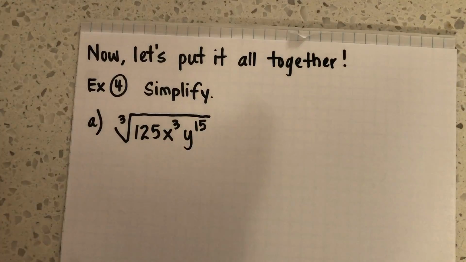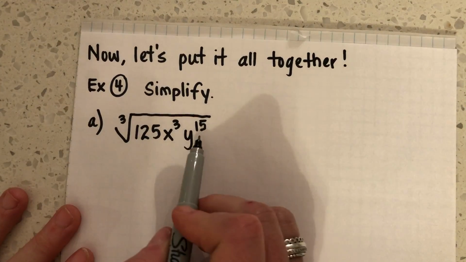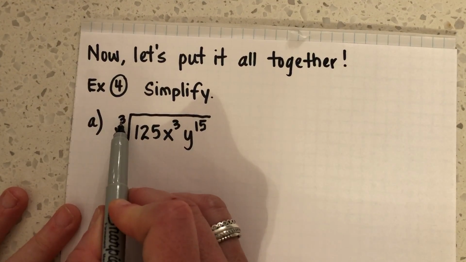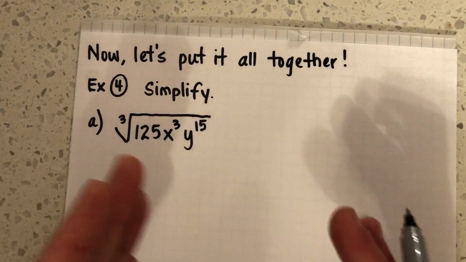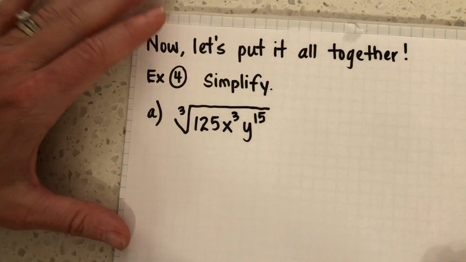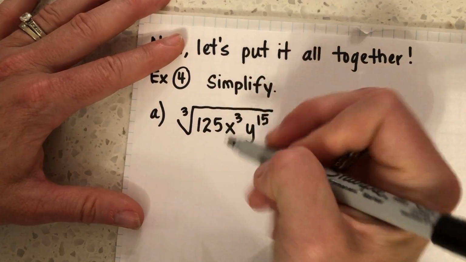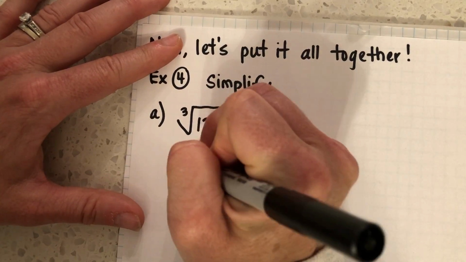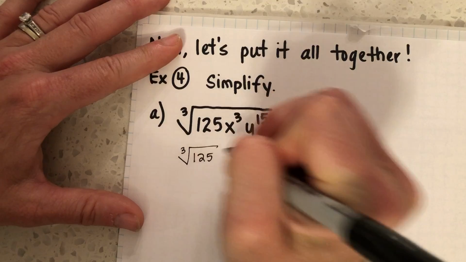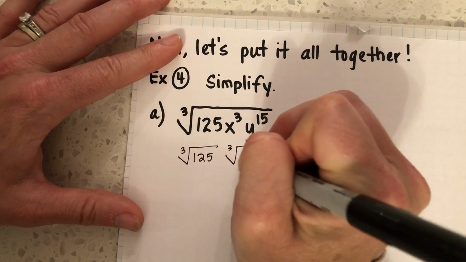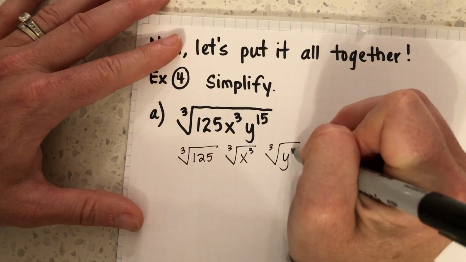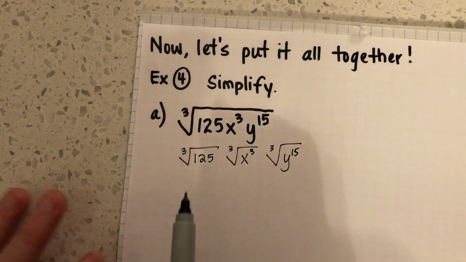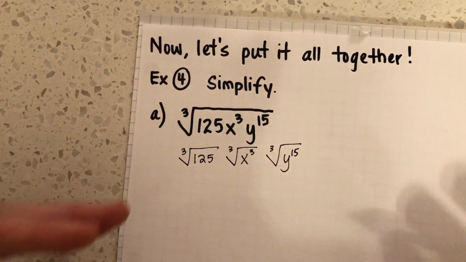Well, just like our square roots, the first thing I do is, since everything's attached by multiplication, I just put everything under its own third root, and I deal with my numbers, my x's, and my y's individually. So let's split everything. Let's rewrite this as the third root of 125 times the third root of x to the third times the third root of y to the 15th. So again, I like to put everything under its own third root and deal with them individually.